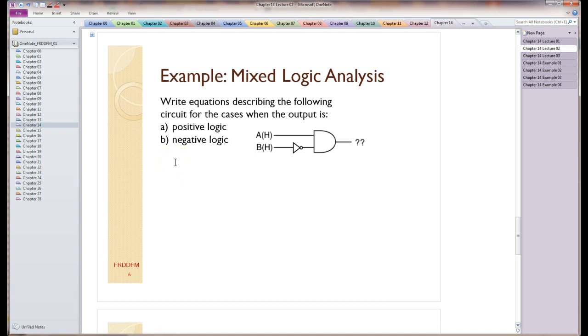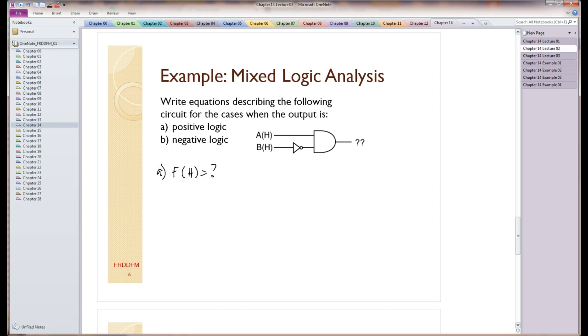This is our first example, and I have a circuit where the output is not stated. So this output B, we're going to do this for positive logic and negative logic. Well, let's do the positive logic. Okay, F positive logic, this A, what I'm looking for is F sub I equals what?